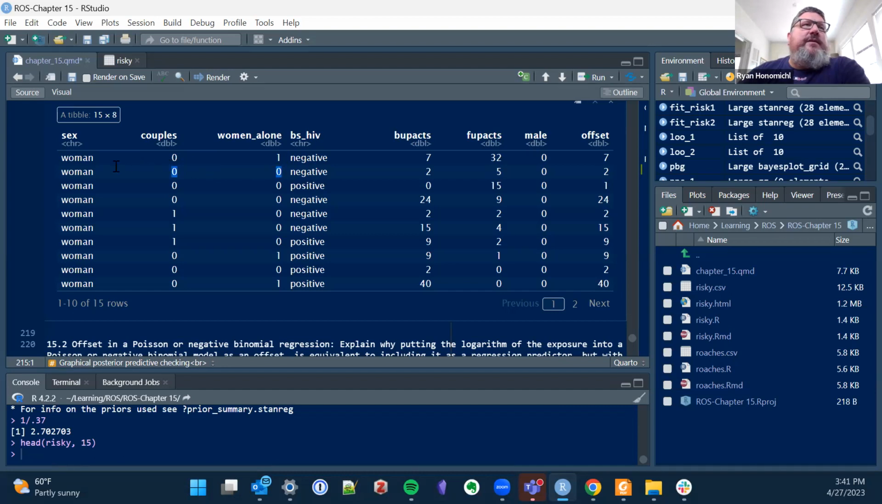Okay, actually, let me ask. If we have a woman and we have 0 couple and we have 0 women alone, what does that mean? That means that they didn't have any counseling, but they still did the survey, right? They're the control group. Oh, okay. So that's what we said. Okay, I wasn't sure. So there's no counseling whatsoever, and they're also HIV negative. But then if it's men who are 0s and zeros, that just means they're men who are in the control group.